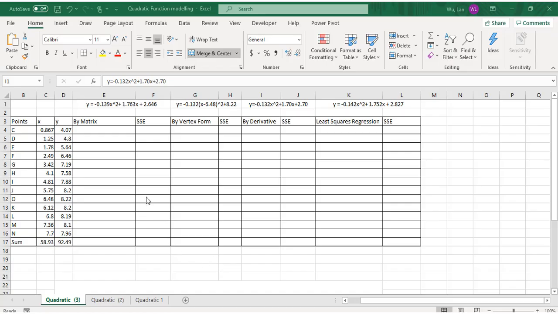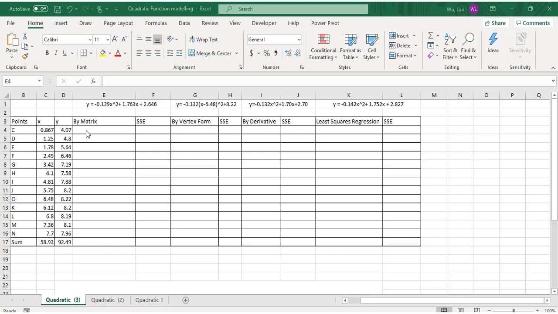Now, I will show you how to use Excel to figure out the best fit through SSE. This is the quadratic regression equation given by matrix. This regression equation is given by vertex form. This one is given by derivative. This one is given by least squares regression.